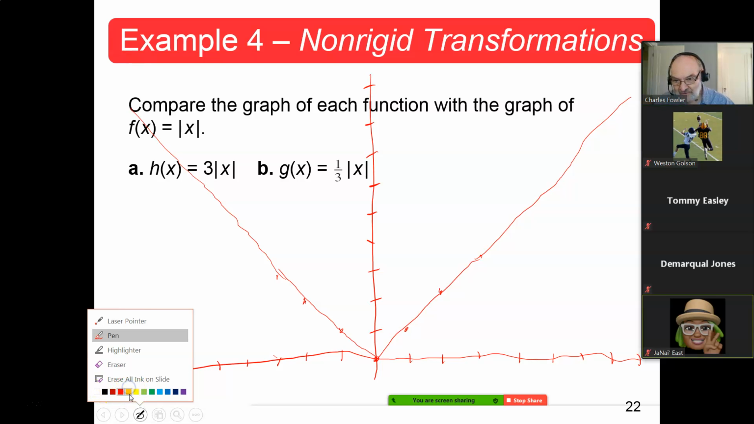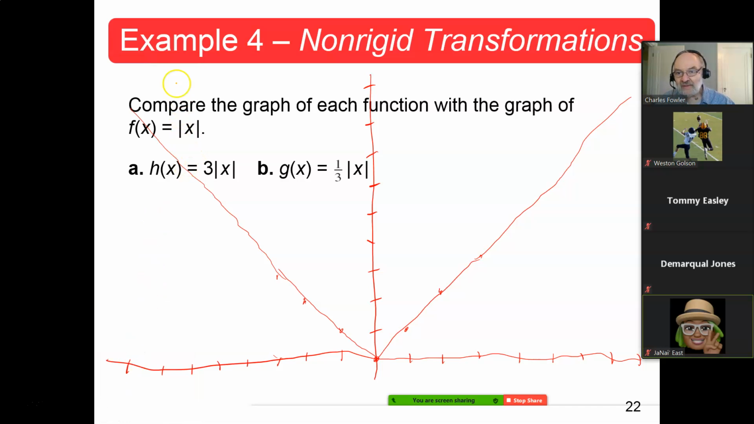Hopefully you'll be able to see it. Okay, so we're going to do our h of x in orange. If I can get my pen to show up. Here it is. So we'll do h of x in orange. That sort of looks yellowish to me, but it's the closest orange I could get.